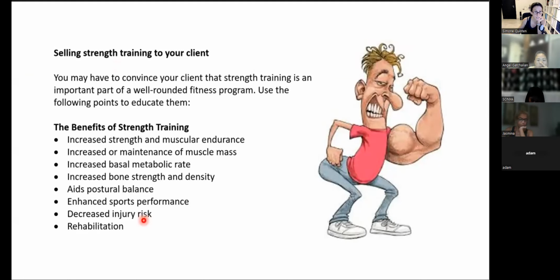Selling strength training to your client, particularly when it comes to weight training and women, I'm telling you, it's very difficult to convince them. They are so scared that they'll bulk up. Oh no, I don't want to become like Hulk or Arnold Schwarzenegger. You need to explain to them, in order to look like that, it's hard work. It's the work of years and years.